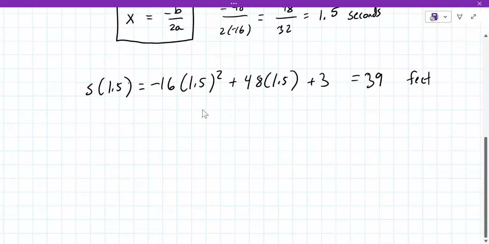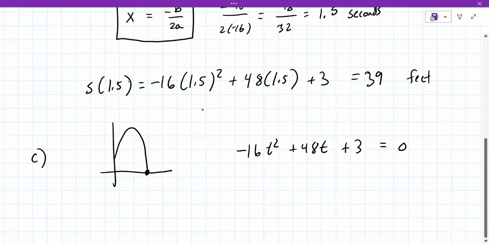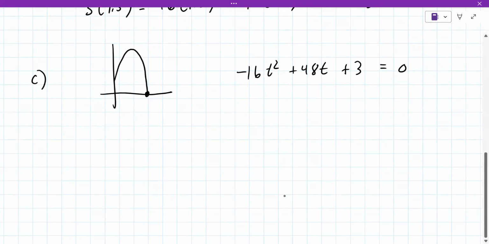Now, when will the ball hit the ground? That's graphically, whatever goes up must come down, hits the ground there. So we're setting the minus 16t squared plus 48t plus 3 equal to 0. And there's a couple of ways to solve this. You could try factoring. I don't believe this factors. You could try completing the square. That's not going to work out real well. You probably are going to go to the quadratic formula, or like I said, you could just graph it.